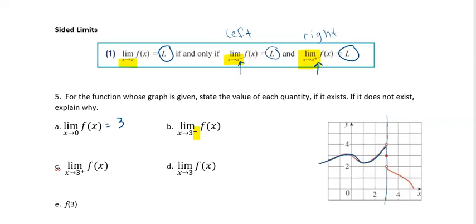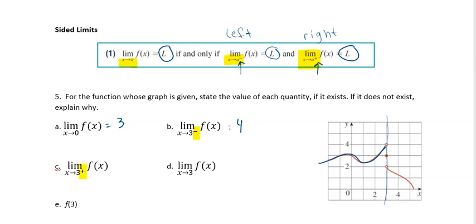Now this one is only asking about the left. So as we come from the left, it looks like we're getting close to 4. We can't use 4, but we're not talking about the value at 3. We're talking about the value as we're getting closer and closer and closer to 3, and we're approaching 3 from the left.